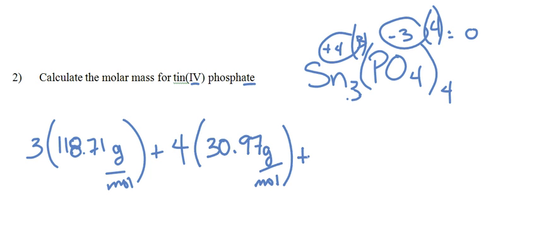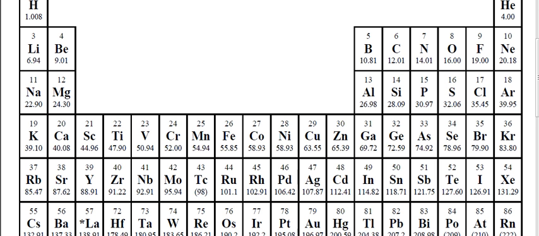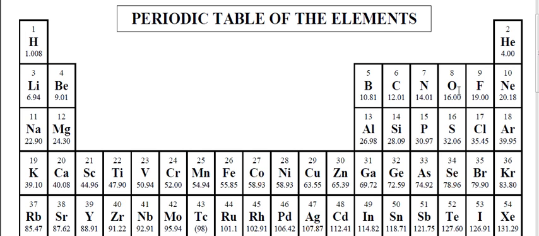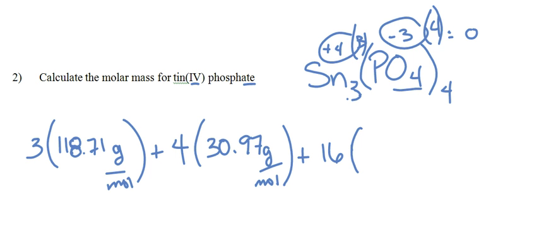Okay, and then we're going to look at the last element, which is oxygen. So how many oxygens do we have? Well, we have 4 oxygens in our phosphate, but we have 4 phosphates. So we have 16 oxygens. Oops, nice parenthesis. Okay, so again, looking at the periodic table, oxygen's over here. So it has a molar mass of 16 grams per mole. So we'll put that 16 grams per mole.